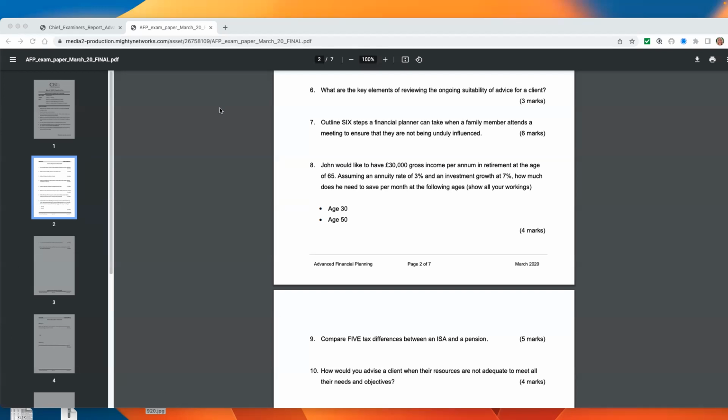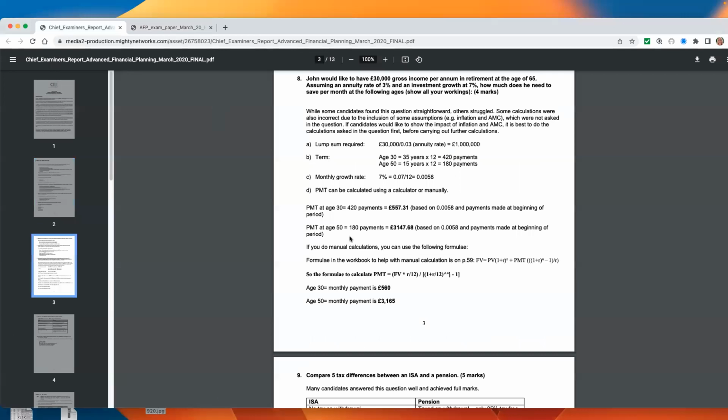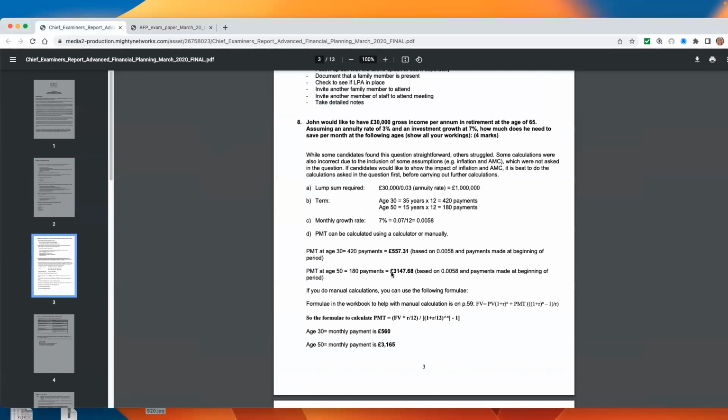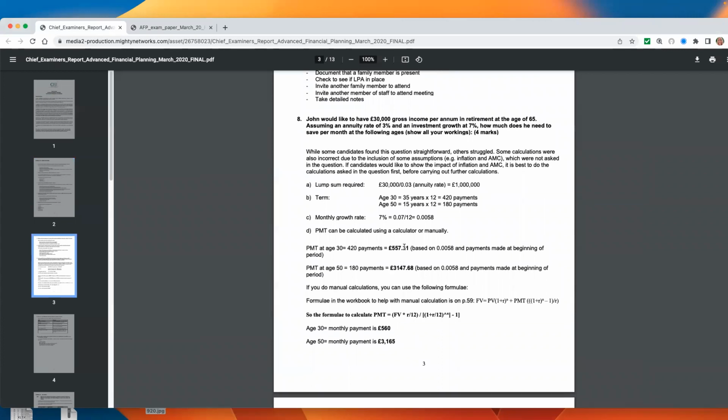Now, let's just have a look at the model answer, because the model answer is very slightly different. You'll see that I'm about £5 out on the first answer and about £10 out on the second answer. And that is just the rounding to the number of decimal places. I've done it more accurately. I've done it to 9 decimal places.